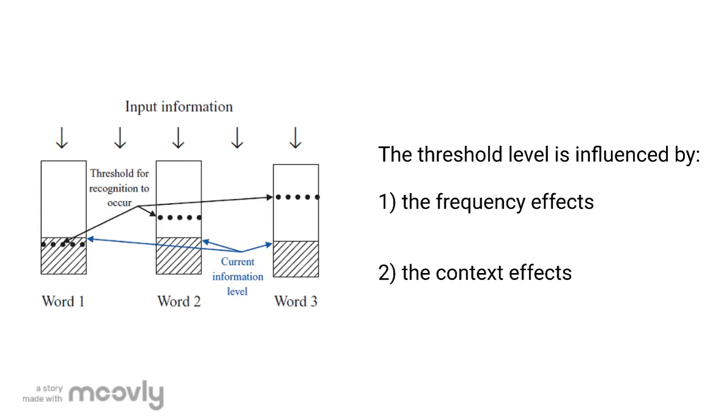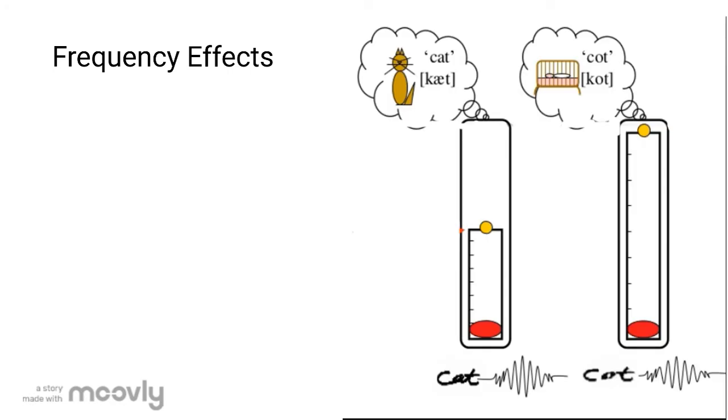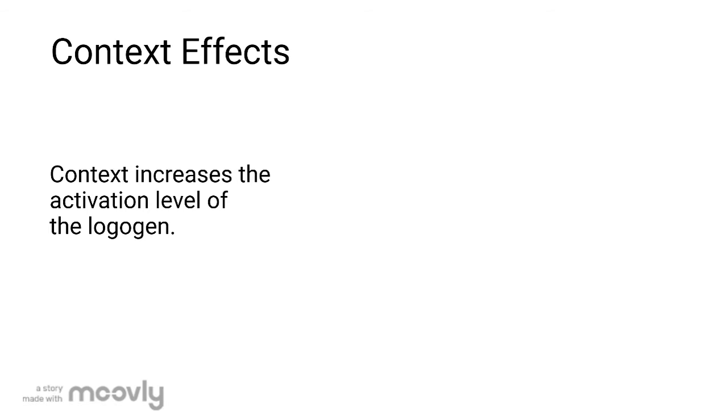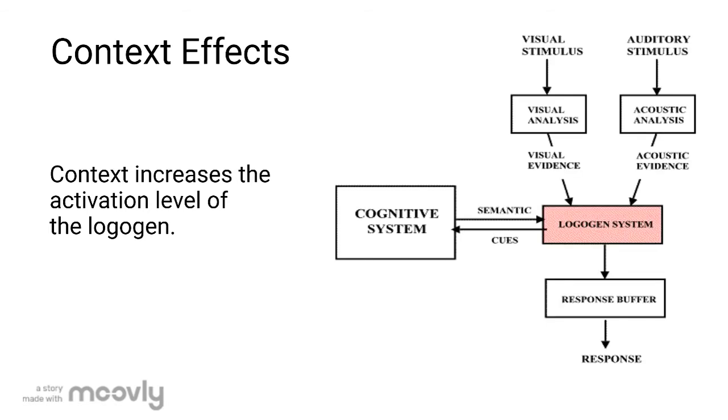The threshold level of a word is influenced by frequency effects and context effects. For example, the words cat and court. The word cat is a more common word that we use more frequently than the word court. Therefore, the word cat will have a lower threshold level than the word court. Context increases the activation of the Logogen. As you can see in the diagram, when the activation of the Logogen rises above the threshold level, the corresponding response will go to the response buffer, where it will emerge as an actual response, and therefore the threshold level is reduced.